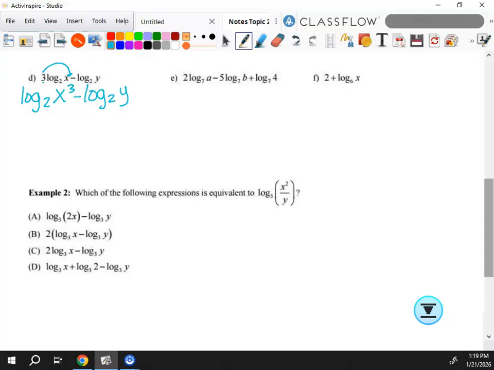Now I have 2 logs of base 2, so it's going to become log base 2. There's some subtraction, so I have a fraction bar. The positive log is x cubed, so that goes in the numerator. Negative log has the y. There we go. Okay. Any questions at all? All right, I want you to work on E. You can talk about it amongst yourselves.